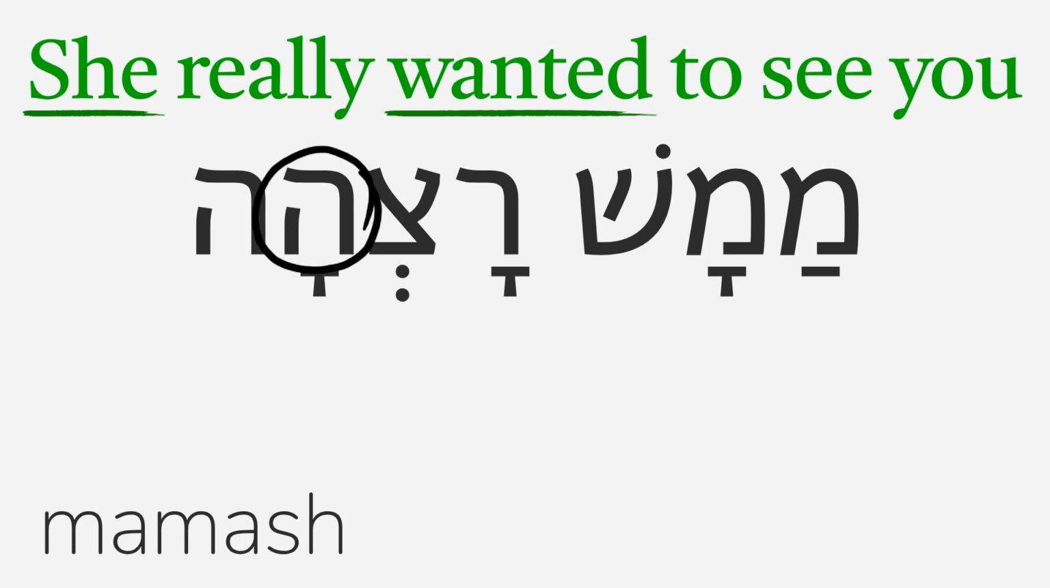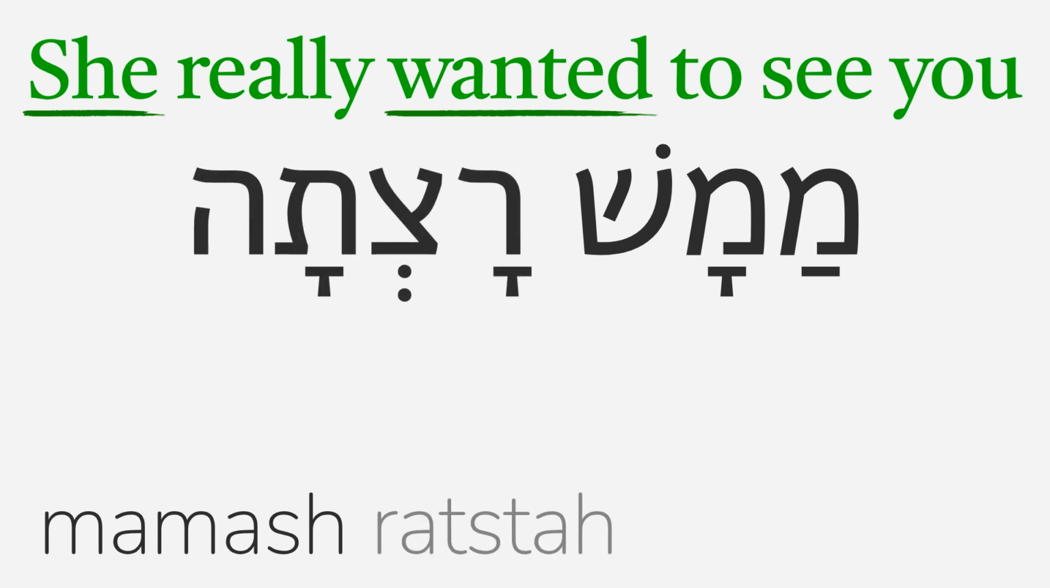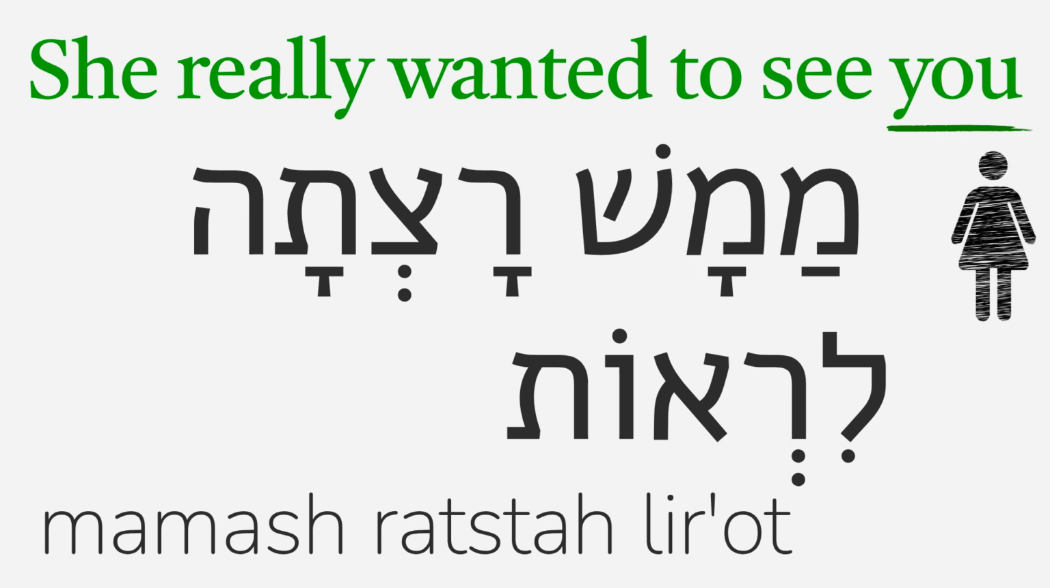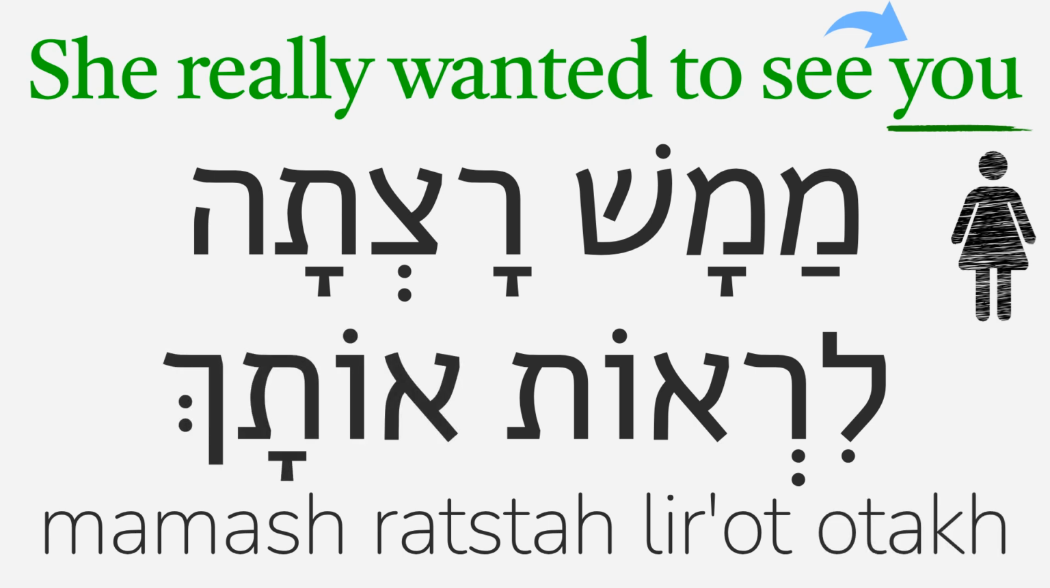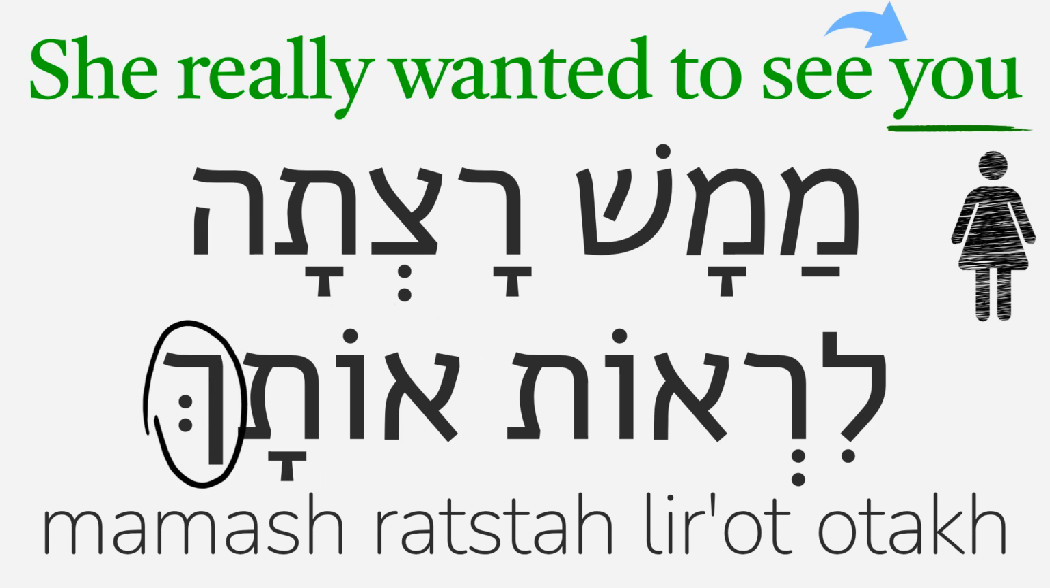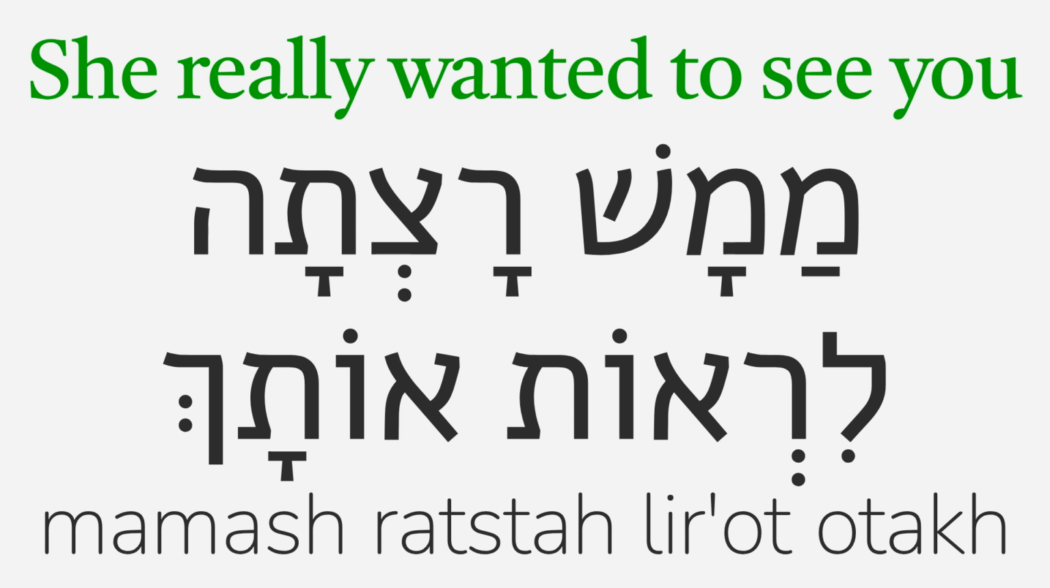With verbs whose roots end with hey, like ratsa, the he form will also change that hey in the hu form to a tav. That makes ratsta, she wanted. To see is lir'ot. Let's say the you in this sentence is feminine singular. Since you is the definite direct object of the verb lir'ot and is feminine singular, it will be otak in Hebrew, which is the preposition et with its vowel changed to o with a feminine singular you suffix. She really wanted to see you then is mamash ratzta lir'ot otak. She really wanted to see you.